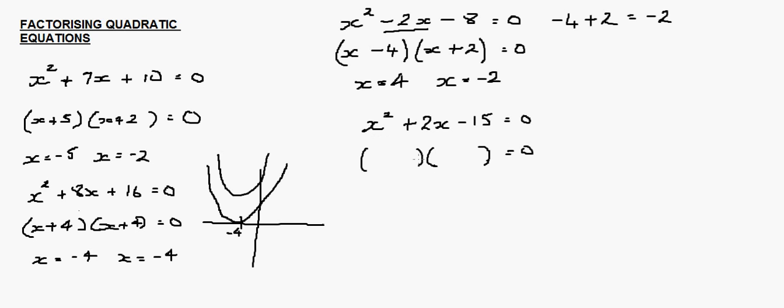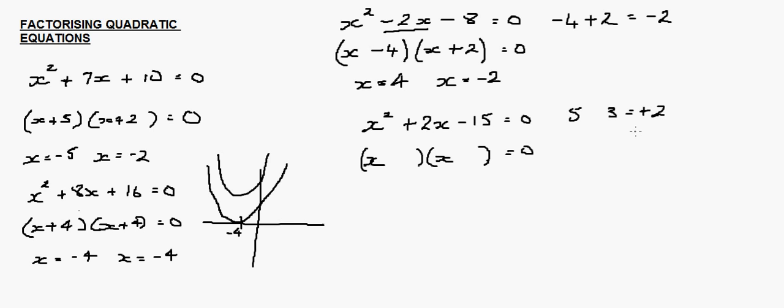Now x squared is positive, so this is x and this is x. Now 15 and 1 won't get me 2, so that's no good to me. Now 5 and 3 will give me 15, and 5 take away 3 will give me 2. So I know 5 and 3 are my numbers, so I write 5 and 3, and that has to equal plus 2.